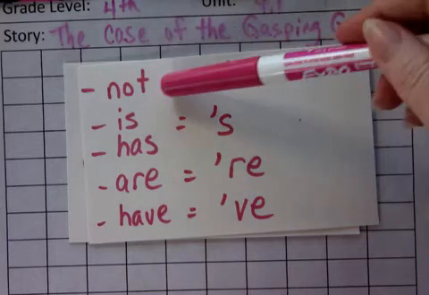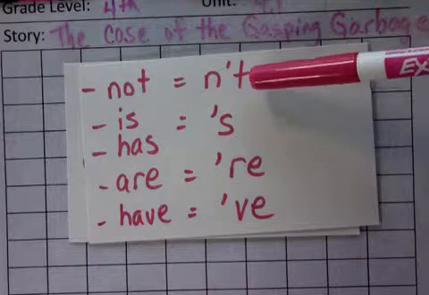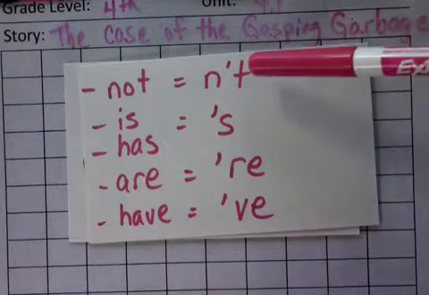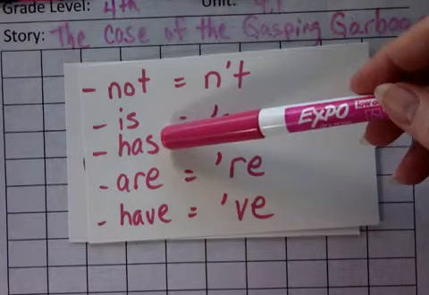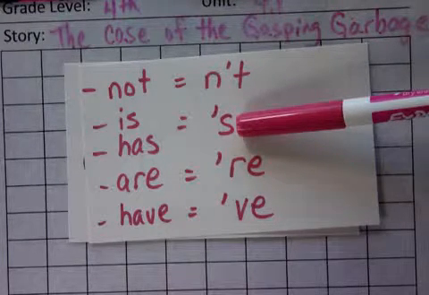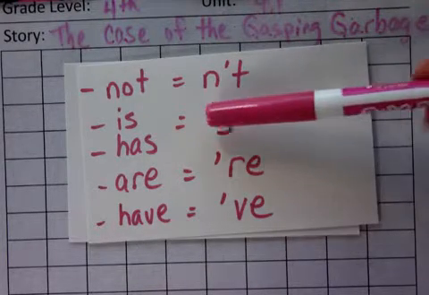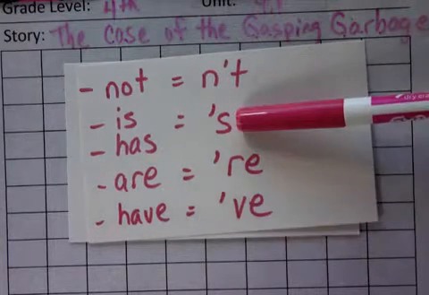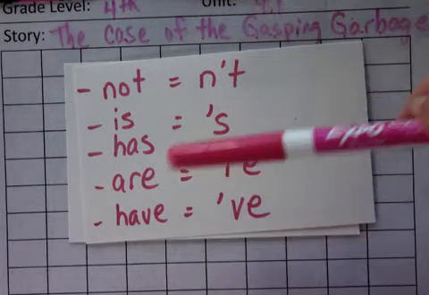If we have a word and the word not and we want to combine them together, we'll drop the O and add an apostrophe for not. If we have a word in front of is or has and we want to make it a contraction, we use an apostrophe S. This does not show ownership. If you want to show ownership, the possessive version, you would use an apostrophe S, but that's not what this apostrophe S is representing. And when we get into the words, you'll see how that occurs.